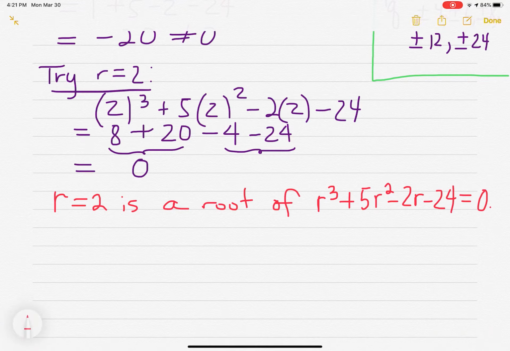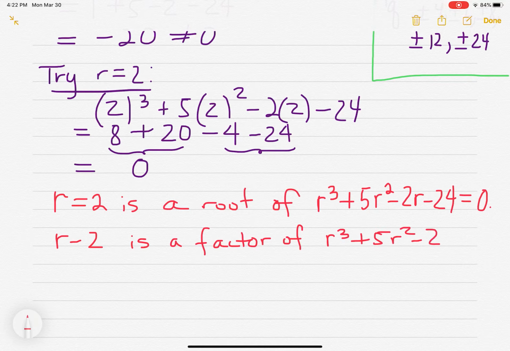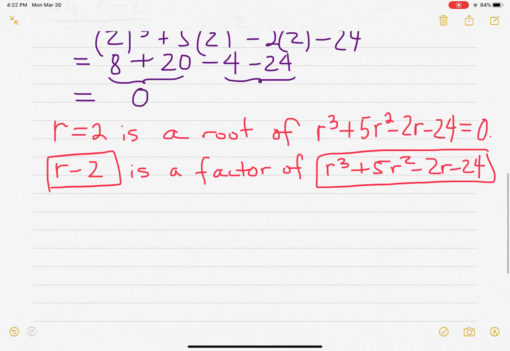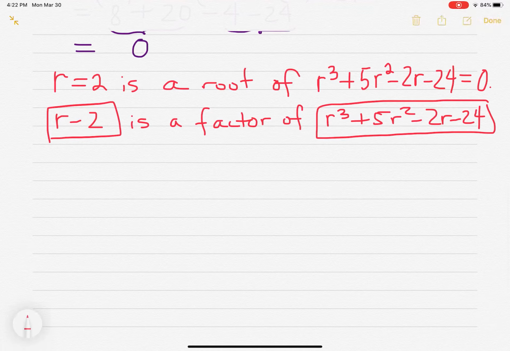Because r equals 2 is a root, that means r minus 2 is going to be a factor of that polynomial, r cubed plus 5r squared minus 2r minus 24. So r minus 2 is a factor of just the polynomial, not the equation. What we're going to do now is long division to find additional factors. Hopefully you've seen long division before. It's something you do a lot, oftentimes in a pre-calculus course in high school, sometimes Algebra 2. We actually do it in our pre-calculus 1 course here at Tennessee Wesleyan.